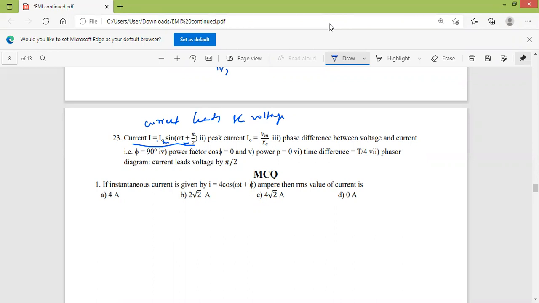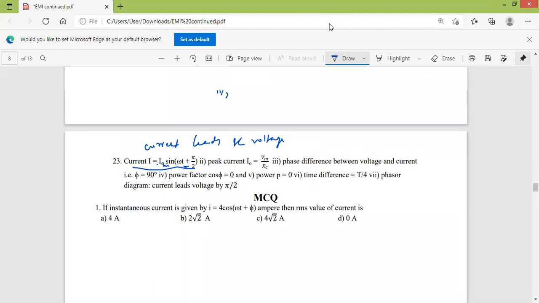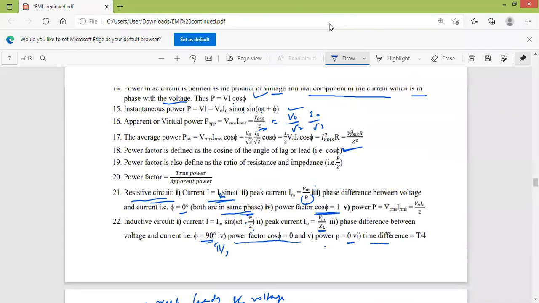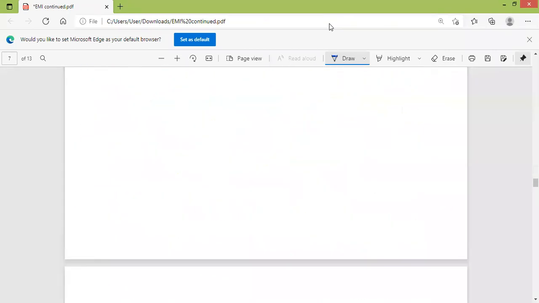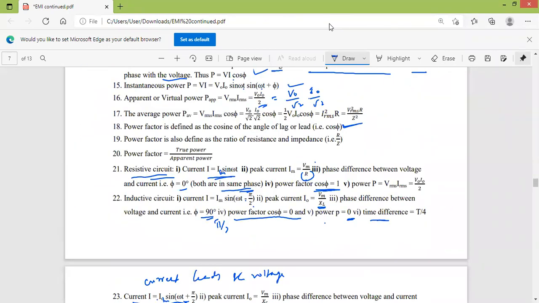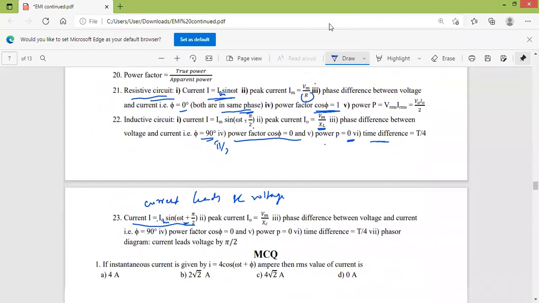So this is some small introduction about the series, the pure resistive circuit, pure capacitor circuit, and pure inductor circuit, and the important definitions related to AC circuits. Now we'll see some problems about these concepts.